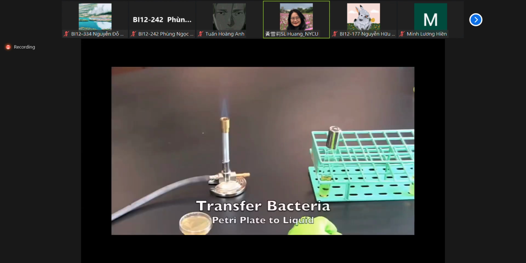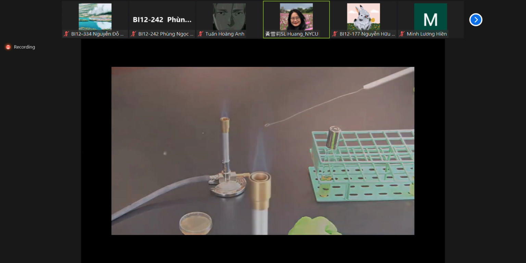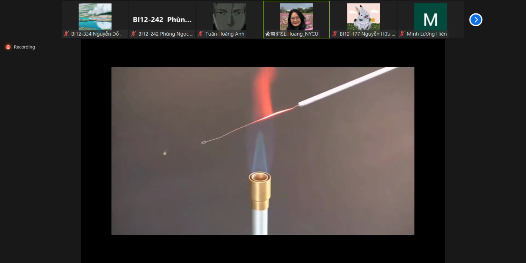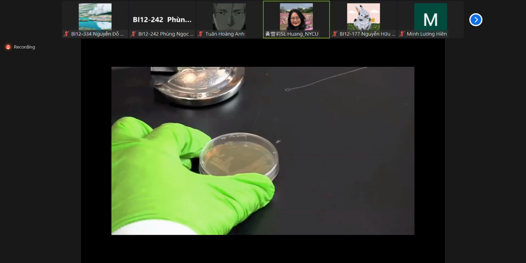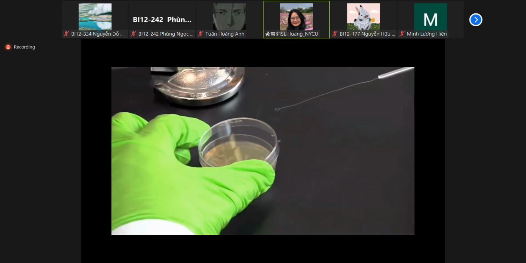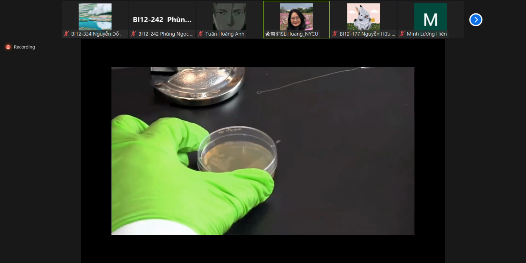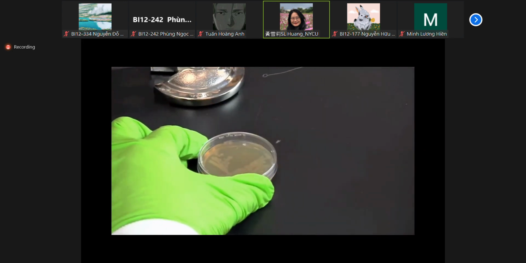In this section, you will learn how to transfer bacteria from a petri plate to a liquid. Sterilize an inoculation loop by passing it through a flame. Let the loop cool. You can test for coolness by tapping the loop in a clear area on your agar plate. While holding the lid as a shield, gently rub the inoculation loop over a single colony.